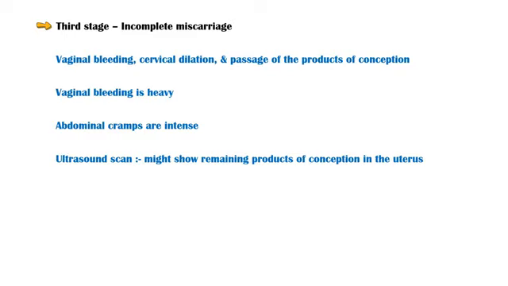Third stage is the incomplete miscarriage. It is associated with vaginal bleeding, dilation of the cervical canal, and passage of the products of conception. Usually, vaginal bleeding is heavy, and the abdominal cramps are more intense. Ultrasound scan might show the remaining products of conception in the uterus.